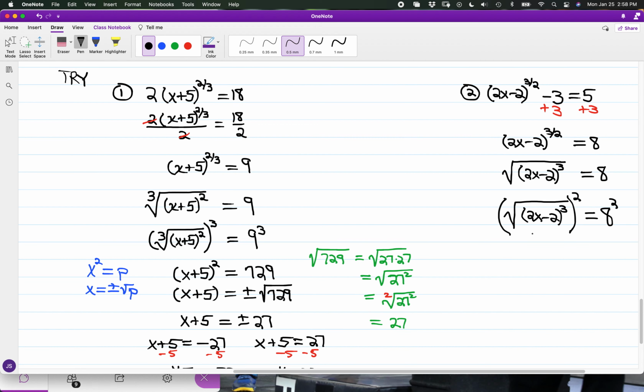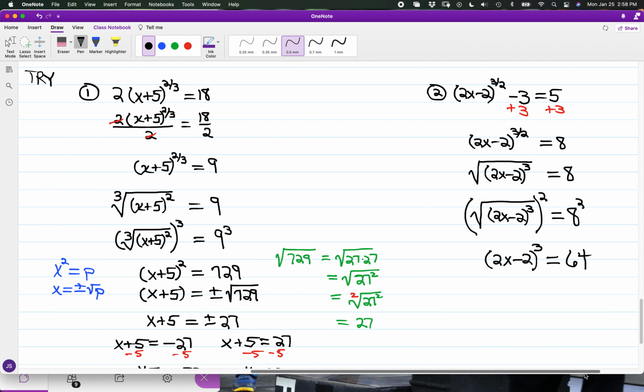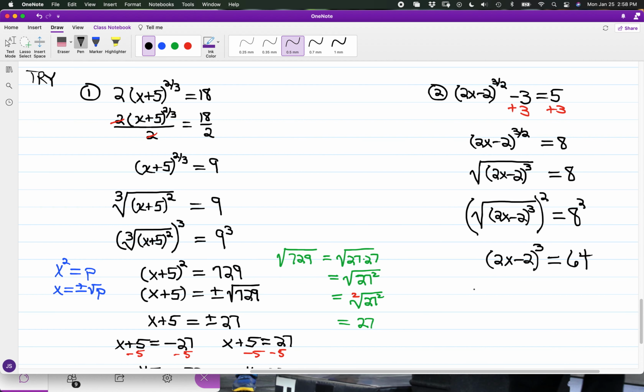Okay, so squaring to eliminate the radical. On the left-hand side, upon removing the radical, we have the cube of 2x minus 2. To the right, I have 8 to the second, or 8 times 8, which is going to be 64. Now for 2x minus 2 raised to the third.